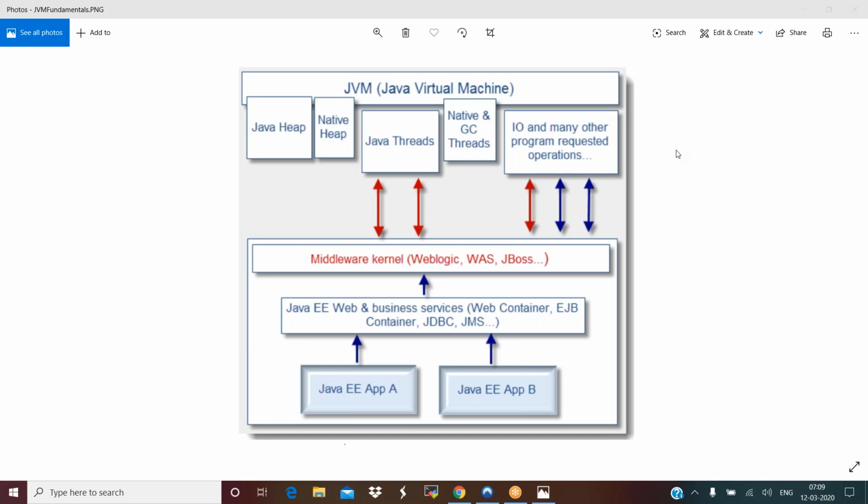As you can see, the thread allocations for a Java Enterprise Edition application are done mainly between the middleware kernel. Most of the threads are created inside the JVM, and inside the middleware kernel is the application. There are some situations and exceptions where the application itself or some APIs create threads directly, but this is not a best practice.